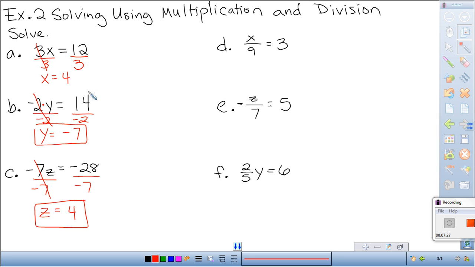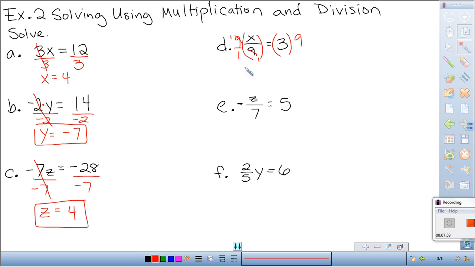On D, now instead of multiplying, x is being divided by 9. The opposite of x being divided by 9 is to multiply both sides times 9. Over here, since we have a fraction, I'm going to make my 9 into a fraction, 9 over 1. Now notice, if you remember cross-canceling, that the 9's cross-cancel here. 9 and 9. You can divide both of the 9's by 9 and get 1 for each one.